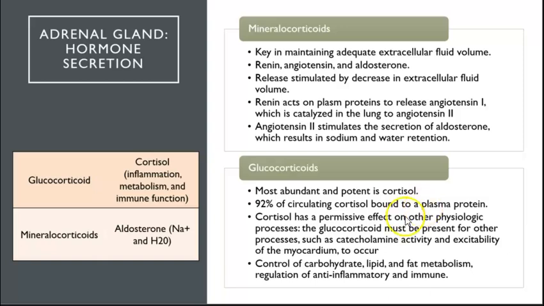Glucocorticoids: the most abundant and potent is cortisol. 92% of circulating cortisol is bound to a plasma protein. Cortisol has a permissive effect on other physiologic processes, so it could be in combination with your catecholamines, with your fight or flight, your epinephrine and your norepinephrine.